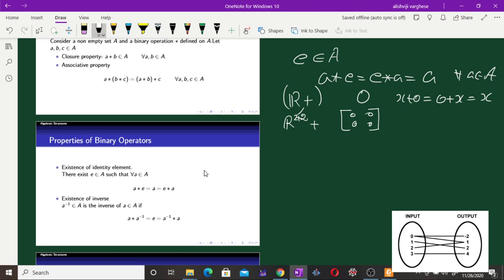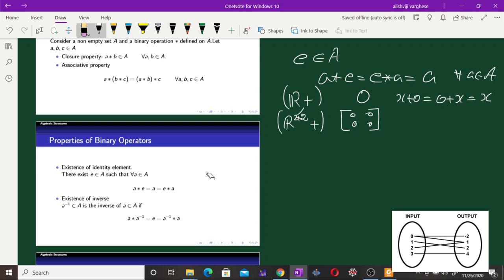So for different operations or binary operations, we have different identity elements, and that identity element should belong to the underlying set. Then we state that the binary operator has an identity element, or there exists an identity element in this set A. And now, existence of inverse.